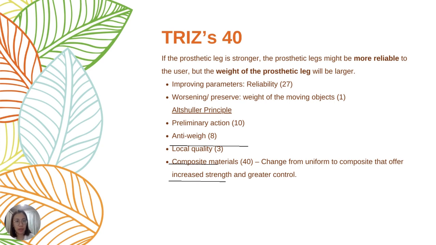Next will be the 40 principles. If the prosthetic leg is stronger, it might be more reliable to the user, but the weight of the prosthetic leg will increase. So in this case, the improving parameter will be reliability, 27, and the worsening parameter will be the weight of the moving object. By using the 40 principles, the action will be to change from uniform to composite materials that are lighter, stronger, and more controllable.